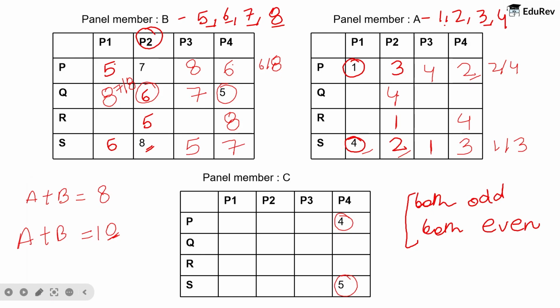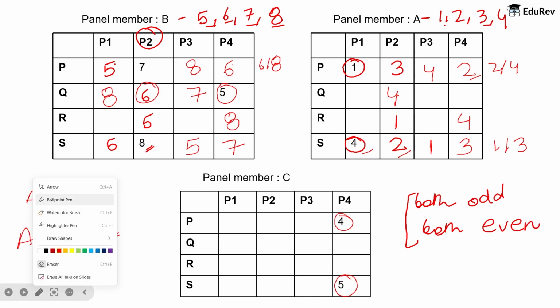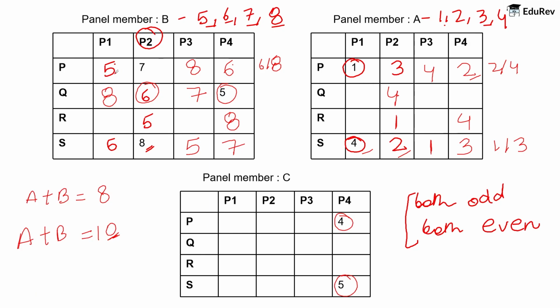So let us erase the possibility case that we had written. So this is 8. Now if this is 5, 8, 6, so this is 7 remaining value. This is 8, 7, 5, so remaining is 6. So successfully I have completed the table for panel B. Now let's check for A.